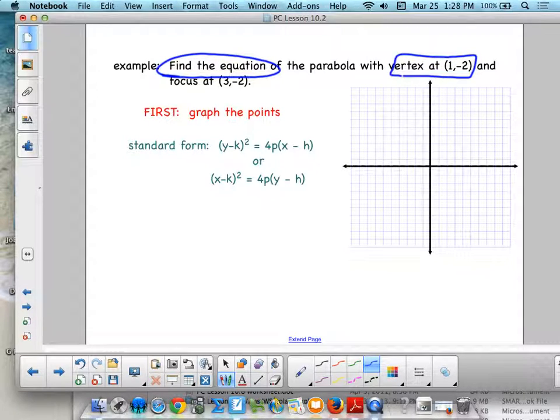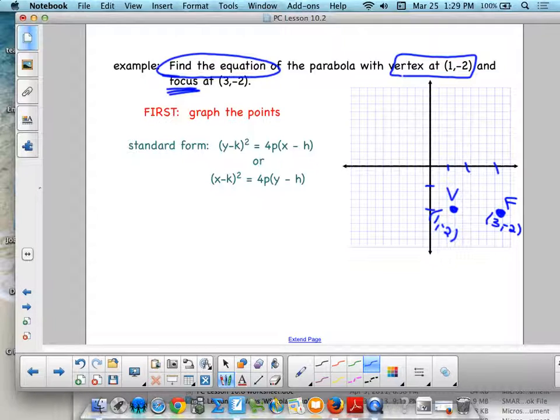Vertex 1, -2. Somewhere around here. Focus. The focus is 3, -2. 1, 2, 3, -2, focus. I always find writing the ordered pairs down helps, so I'm going to do that. 1, -2. Okay, so there is the vertex, there is the focus.